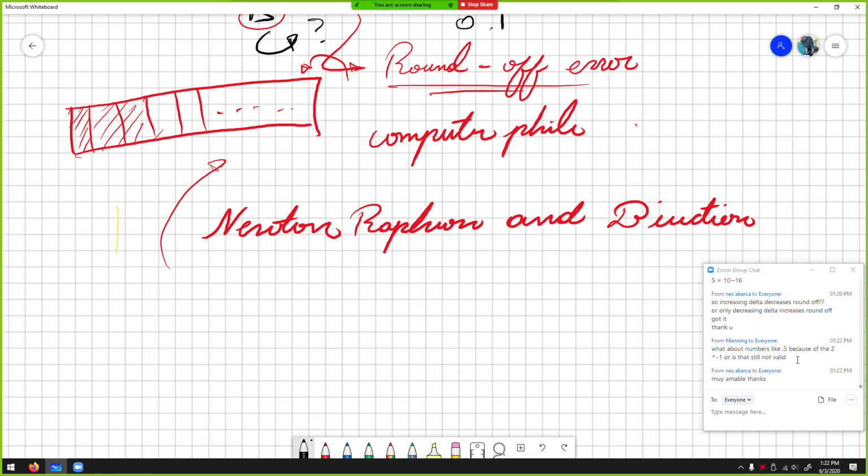What about numbers like 0.5, because of the 2 to the negative is still not valid? I don't understand that question. What do you mean? But what about numbers like 0.5? The problem is not the number itself. So the problem of how things are stored is not because of the number.